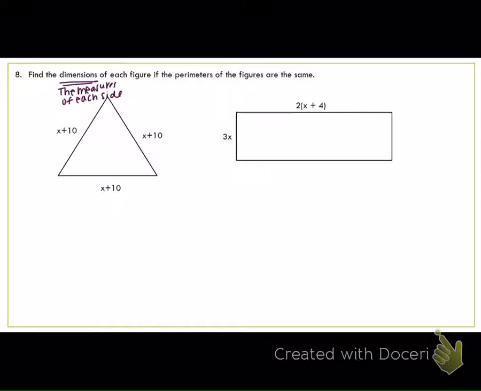Okay. So find the dimensions, which means the measures of each side of each figure if the perimeters of the figures are the same. So the perimeters of the figures are the same. What's a word in math that means the same? Maddie? Congruent does mean the same, but let's think about a word that we'll use here. That's not wrong, though. Equals. So that means we'll be able to set their perimeters together because they are equal.